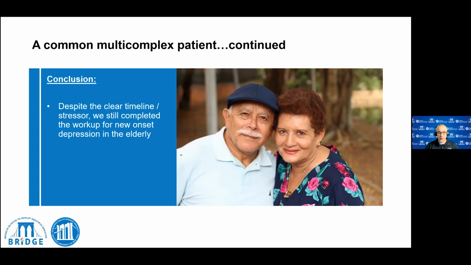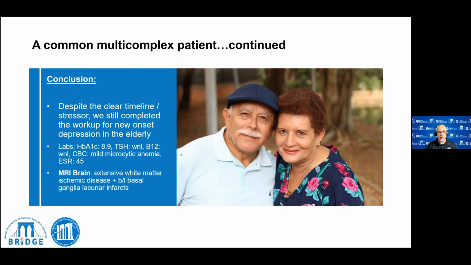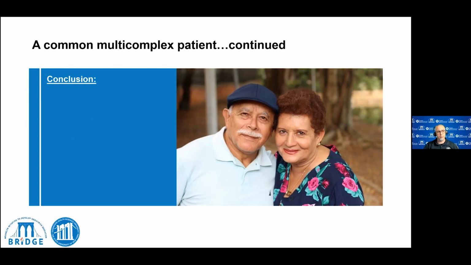So despite the clear timeline and stressor, we completed the workup for new onset depression in the elderly. No big surprises, right? She had uncontrolled diabetes, which likely contributed to her risk. Thyroid was normal, B12 normal, nothing to write home about on the CBC. Her ESR was mildly elevated. She had vascular contribution. However, on the MRI brain, she had extensive white matter ischemic disease, bilateral basal ganglia lacunar infarcts. Chronic though, likely also contributing to her risk of depression.